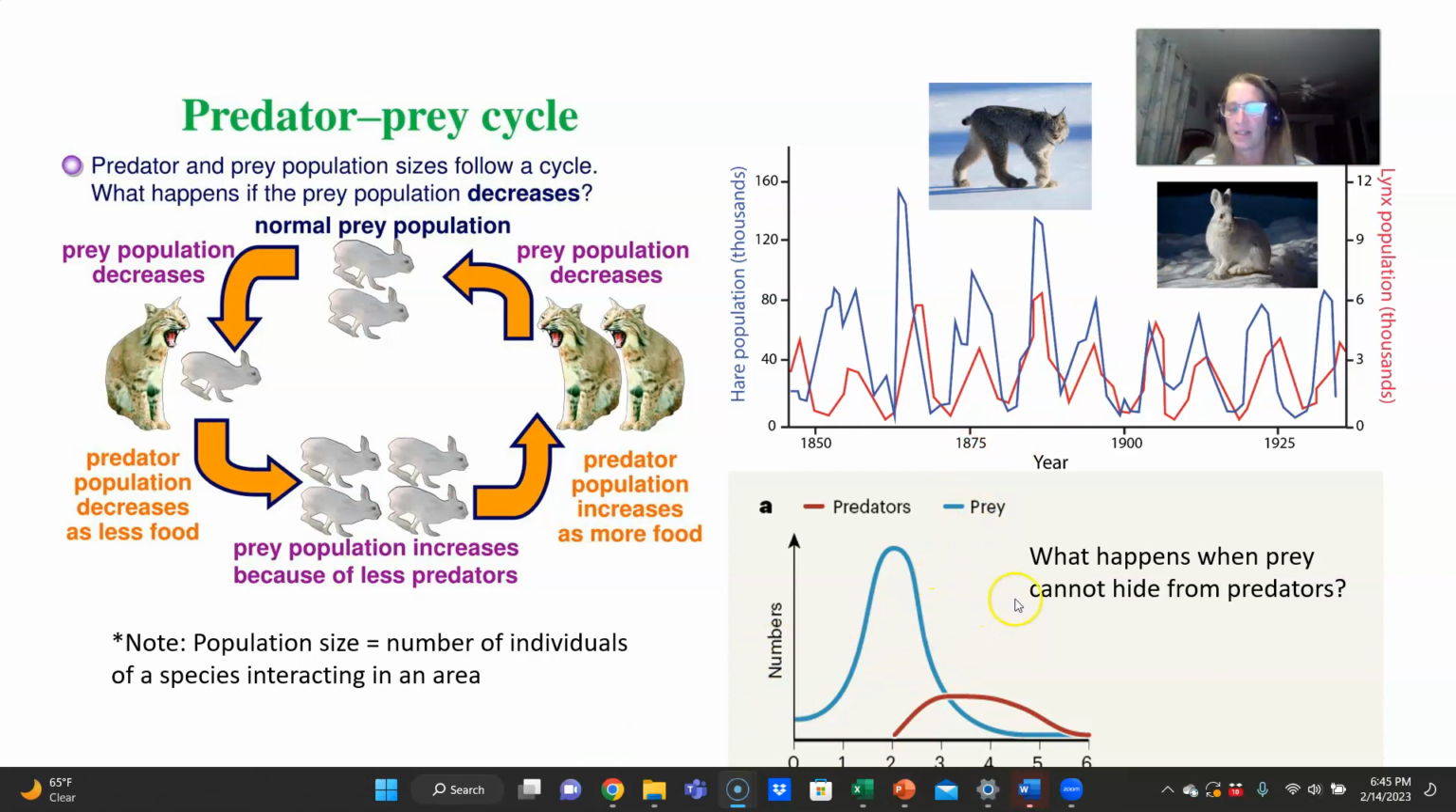Here's a graph that represents if the prey have nowhere to hide from the predators and they're just in an open environment, what do you think happens? So what happens is both species, predator and prey, will go extinct. Which one goes extinct first? Can you tell by the graph?